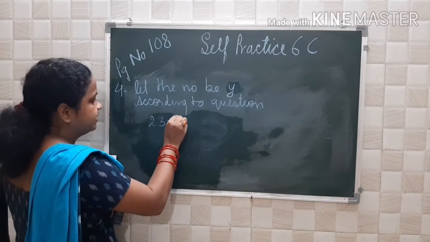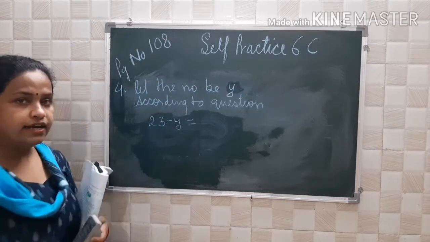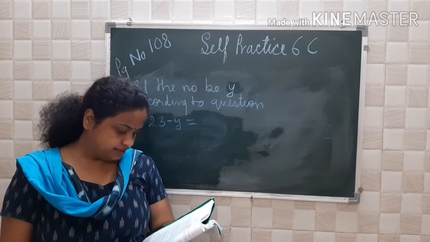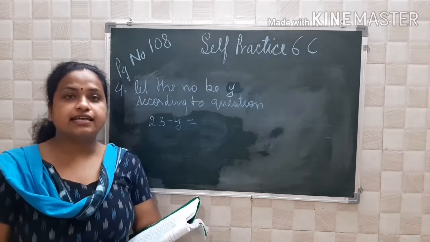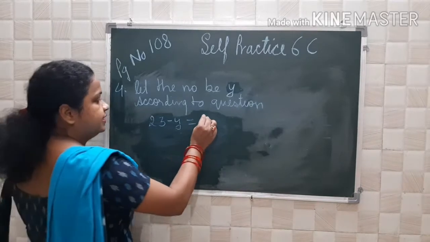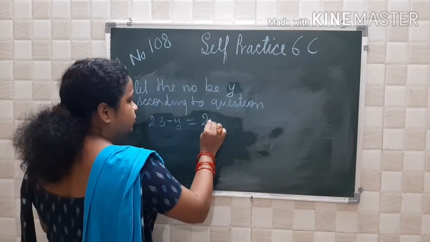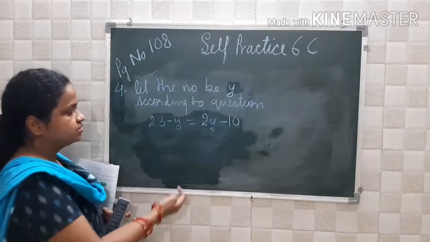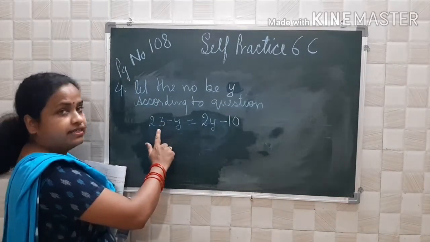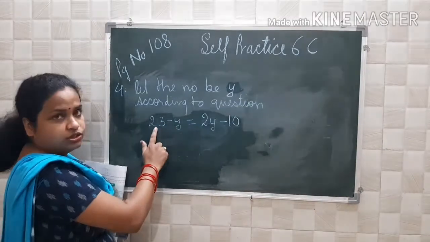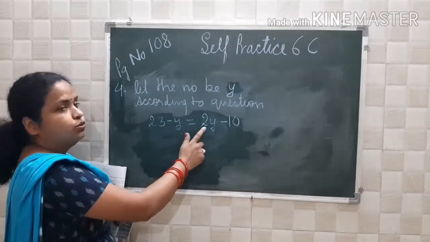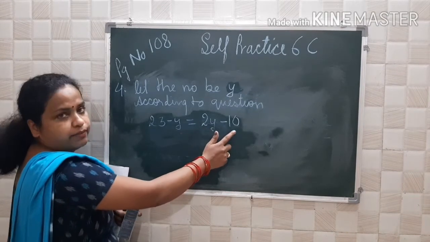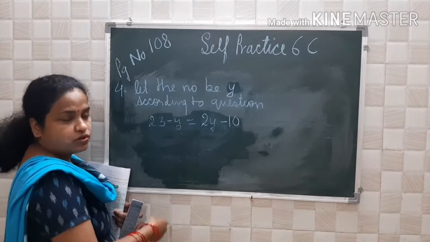So 23 minus y is equal to, and the result is 10 less than twice the number. So 10 less than twice the number means twice the number is 2y and less than 10 means minus 10. Again, a number is subtracted from 23 is 23 minus y, and twice a number less than 10 is 2y minus 10. Now you have to solve the equation.